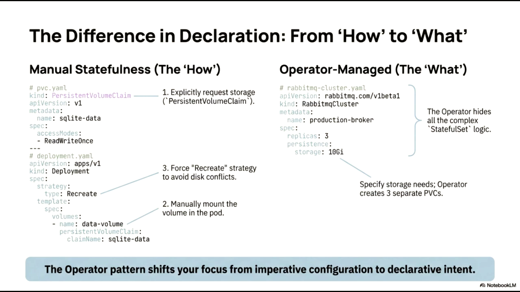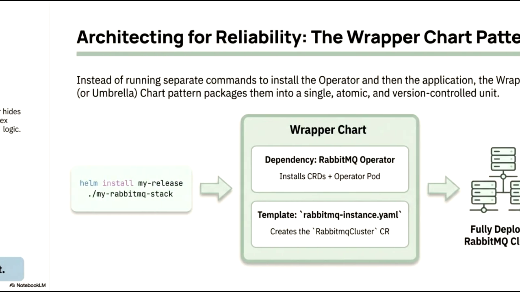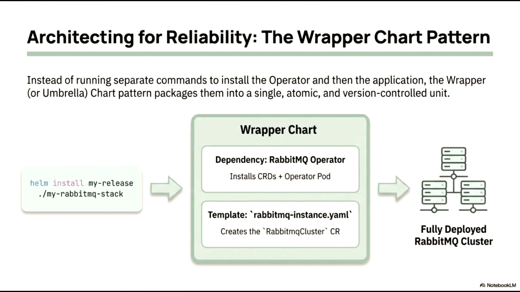The operator then automatically creates the necessary PVCs and handles the orchestration. Ultimately, the operator pattern allows us to move away from tedious imperative configuration and focus entirely on declarative intent. Architecting for reliability often requires managing complex dependencies between operators and the applications they manage.